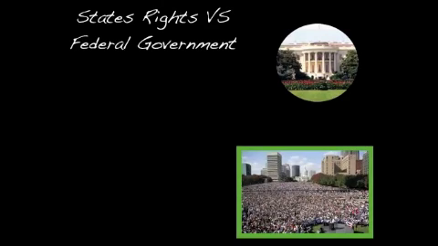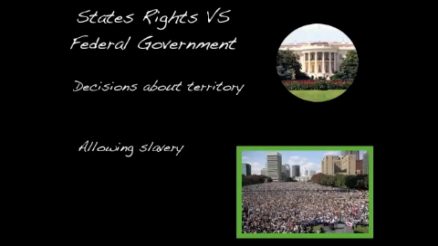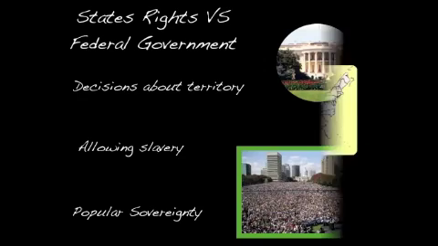States' rights versus federal government. People wanted to make their own decisions about their territory. They wanted to choose if they had slavery or not. Popular sovereignty let the people choose what they wanted when they wanted to choose it.